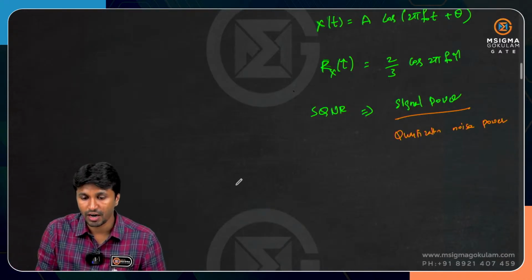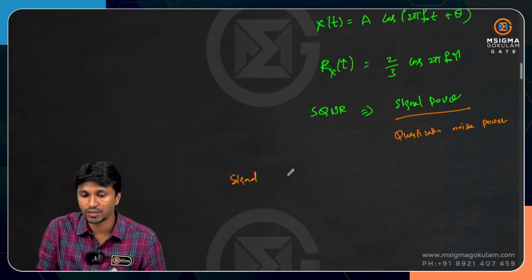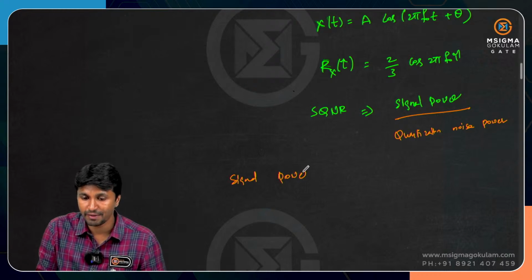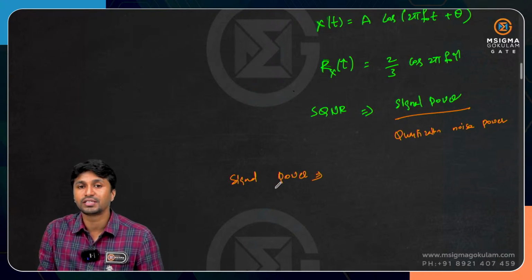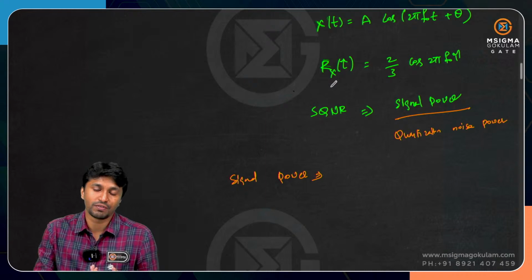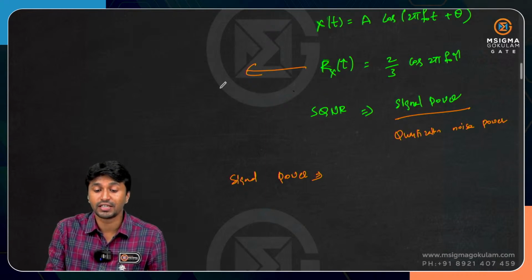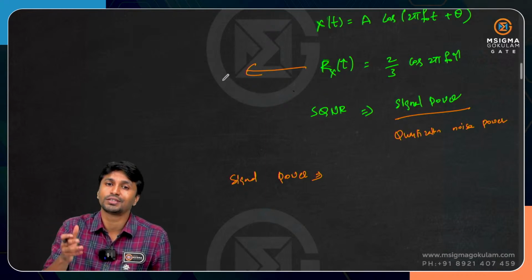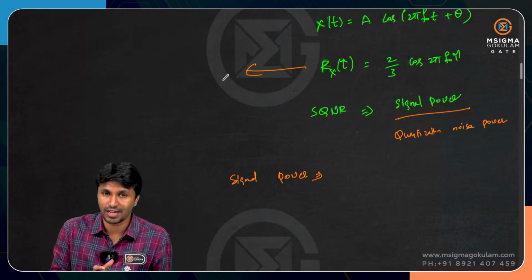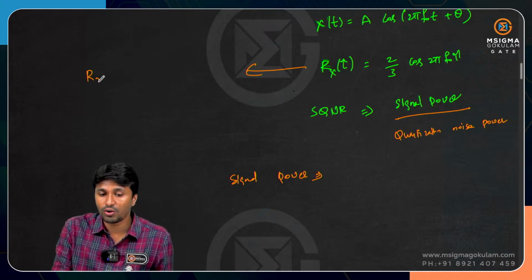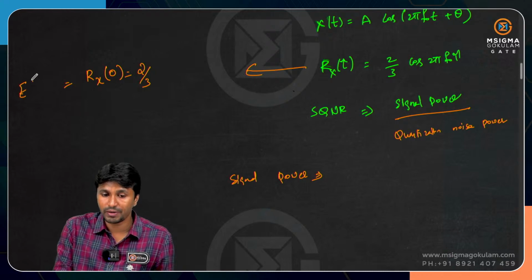So signal power, how do you get the signal power? The signal is a random process, so how do you get the signal power? From the autocorrelation function. We know how to calculate the signal power from the autocorrelation function, which we have learnt in the class, right? So how do you get the power? All you have to do is substitute tau equal to 0. When you substitute tau equal to 0, this is equal to the expectation of x square of t, right?